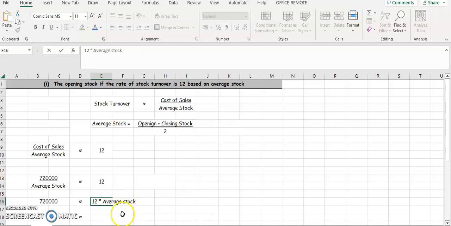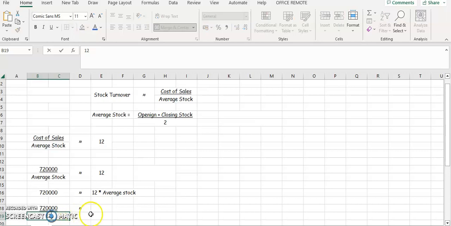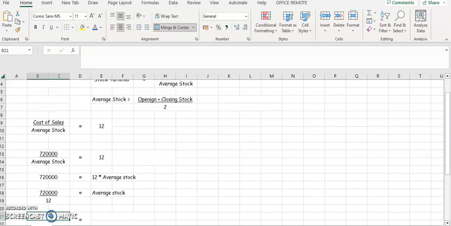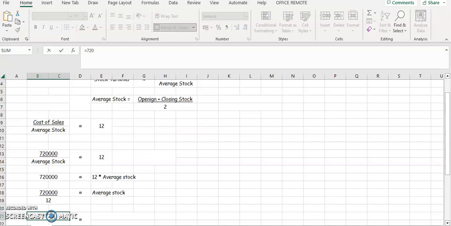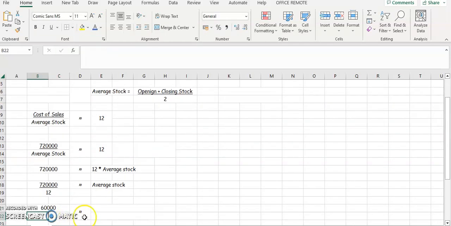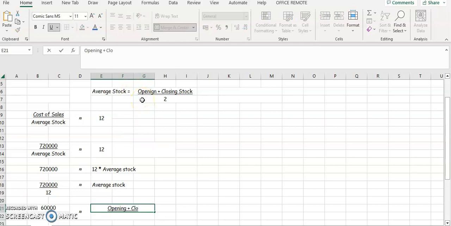So now we're able to find out what our average stock is. We're going to bring the 12 back over the equals. If it's multiplication on one side, it becomes division on the other. So 720,000 divided by 12 is going to equal our average stock. So we're going to divide this out and finish it off. Now we know average stock is equal to opening plus closing stock, and that's divided by 2.